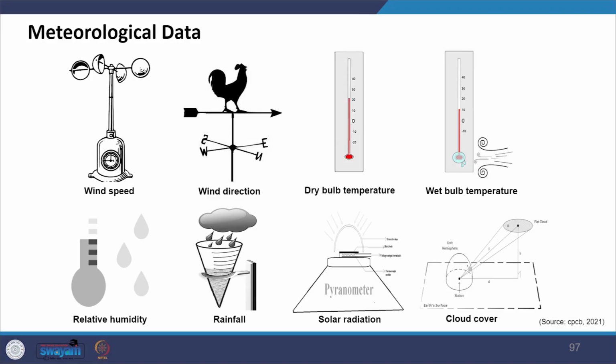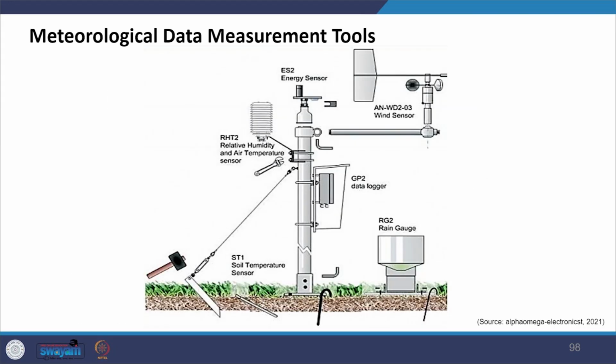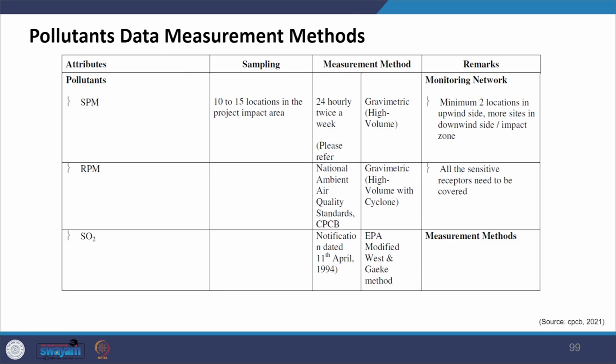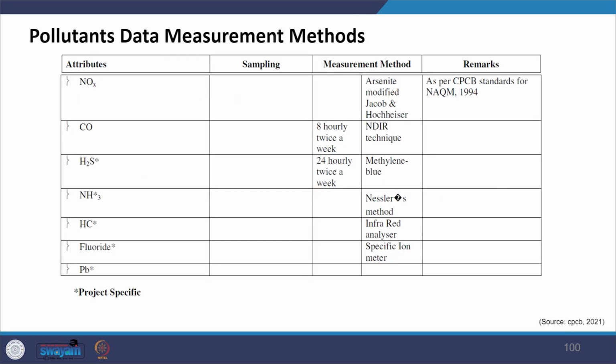You can see the type of meteorological data required, that is wind speed, wind direction, dry bulb temperature, wet bulb temperature, and so on. You can also see the pollution data, measurement methods and tools used for measuring and collecting these meteorological data. So there's a list which CPCB provides, like how the data has to be collected, how it has to be measured, and what frequency one needs to measure, how many seasons one needs to take.